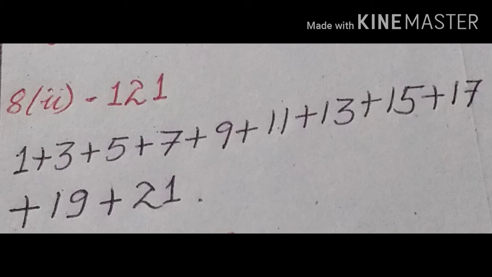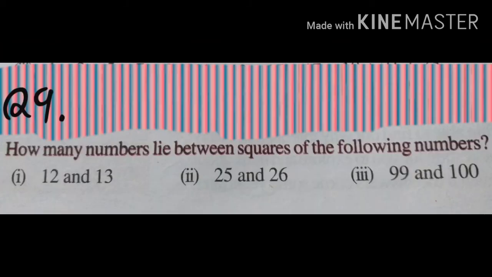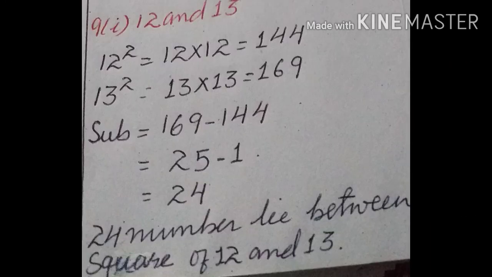Now next we have question number 9. A question number 9 is also the easy one. How many numbers lies between square of the following numbers? अब यो दिएको नम्बर्सहरुमा एउटा म गर्दिन्छु. नम्बर 2 3 you have to do it yourself. अब नम्बर 1 मा दिएको छ हामीलाई 12 र 13 को स्क्वायर गरे भने यसको बीचमा कतिवटा नम्बर आउँछ भनेर you are asked to find. Now here how to do this one? Before that you have to find out the square of 12 and 13.